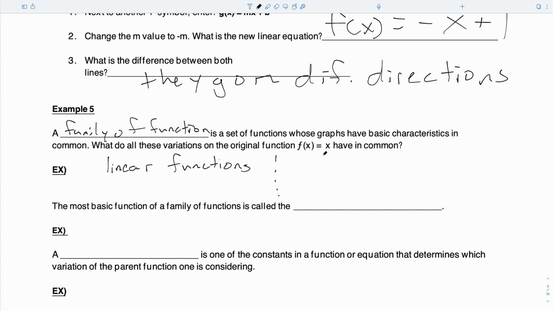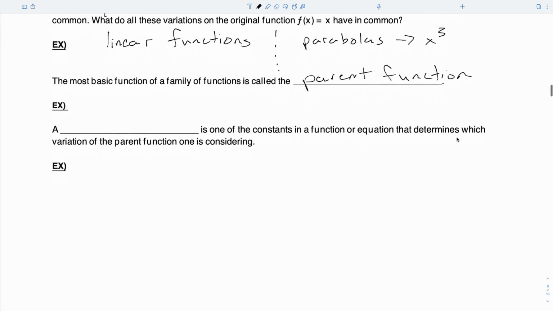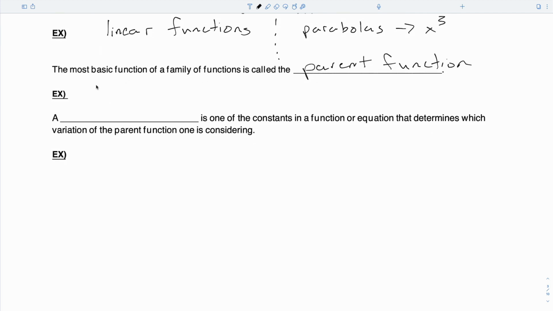You could also have a set that is all parabolas. They all have x to the third. That's called a family of functions. The most basic family is called the parent function. That's your starting point. That's where you started today. And that looked like f of x equals x.